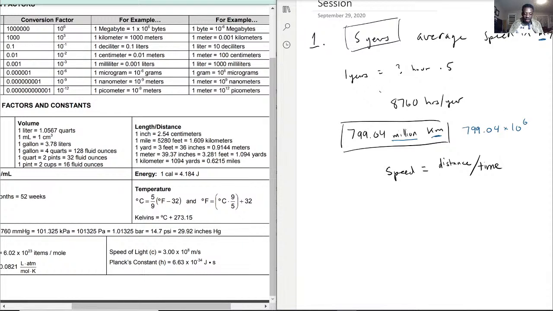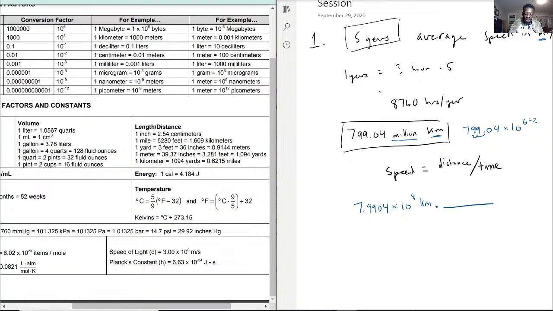So with that, let us continue. In order to make this a much nicer number, I'm actually going to move this over here twice, and by doing that, I actually add 2 here. So the actual distance we have right now is 7.9904 times 10 to the 8 kilometers. And now we want to convert it to miles.